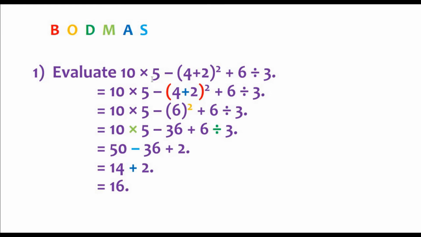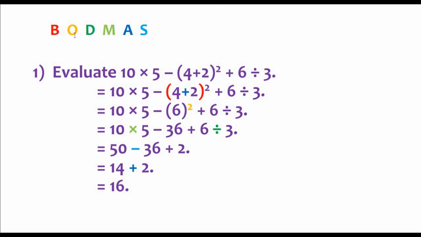The first one says evaluate 10 multiplied by 5 minus (4 plus 2) whole thing squared plus 6 divided by 3. So according to BODMAS, which operation should you be doing first? We need to sort the brackets first. Therefore, 4 plus 2 is equivalent to 6. Secondly, there is a power to the 6 which needs to be sorted. Always remember, in the order of section, the power or indices needs to be sorted second. So 6 squared means 6 multiplied by 6, which is equivalent to 36. Now we are left with four operations: multiplication, subtraction, addition and division.